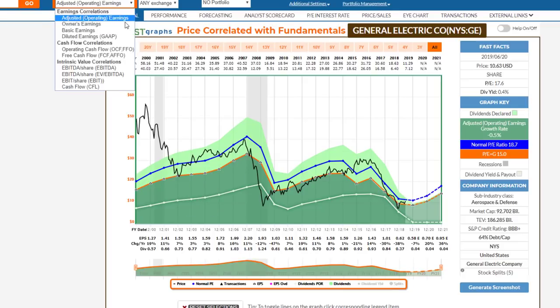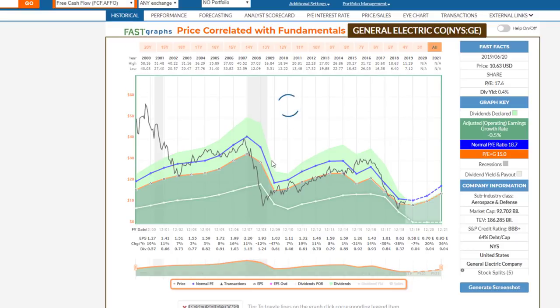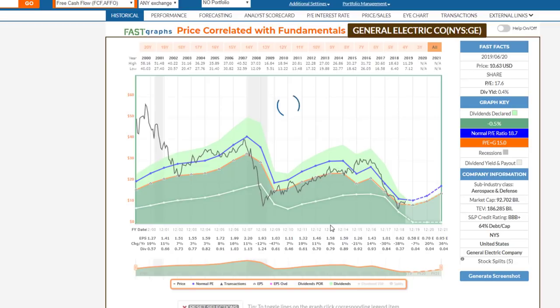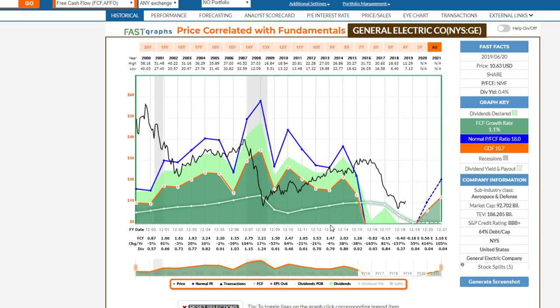But there are other things you could have also done. You could have looked at, for example, free cash flow, if you're worried about dividend coverage. You started to see some of these chinks in General Electric's armor. Now that would have helped, but it wouldn't have really helped that much. We saw a big drop in free cash flow during the recession, and of course that led to the cutting of the dividend for the 2008-2009 period.